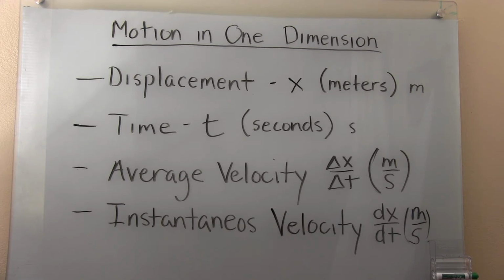Some quantities that we would like to familiarize ourselves with in our study of motion in one dimension are displacement, indicated by a small case x. The base units will be meters, which we will write with a small case m. Time, we indicate this with a small case t. Our base units are seconds, which are written with a small case s.